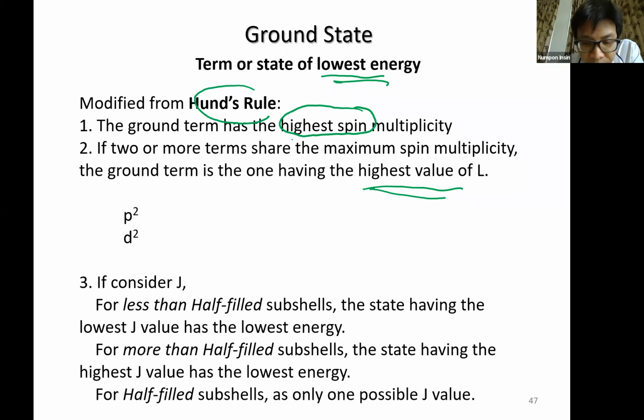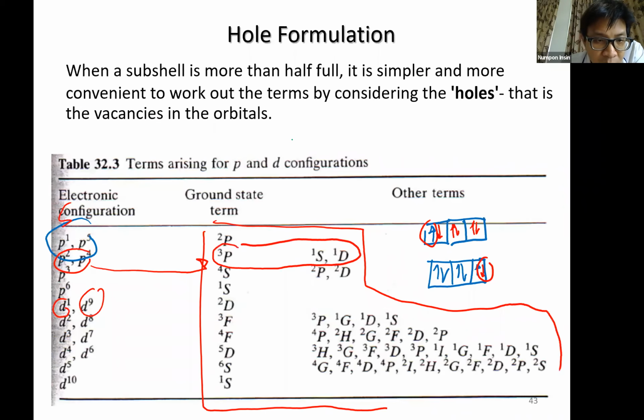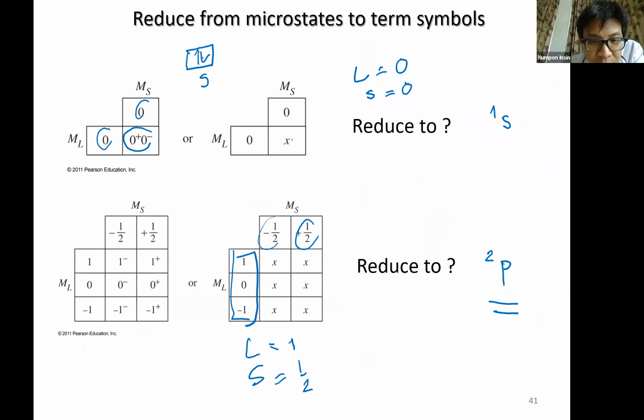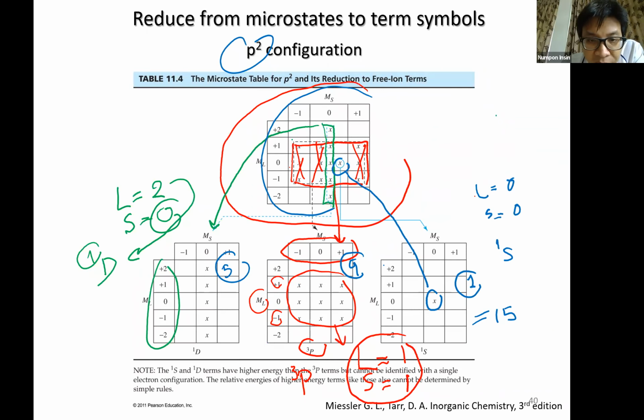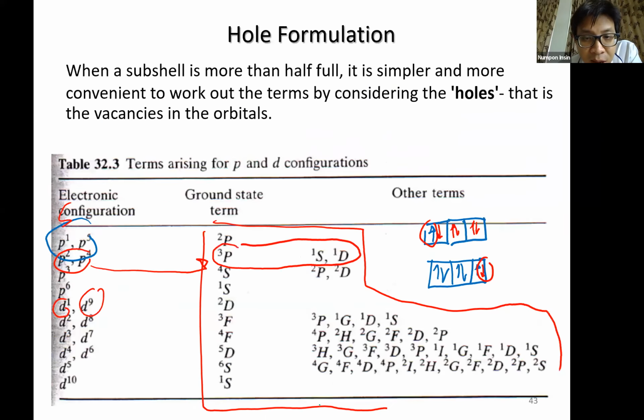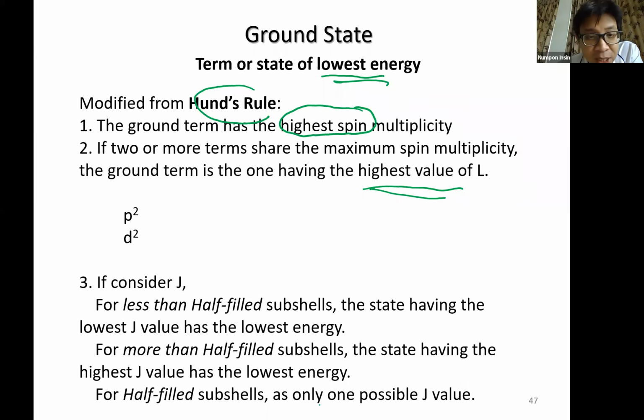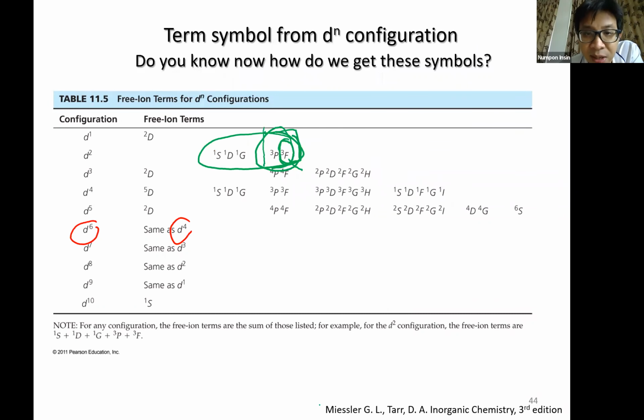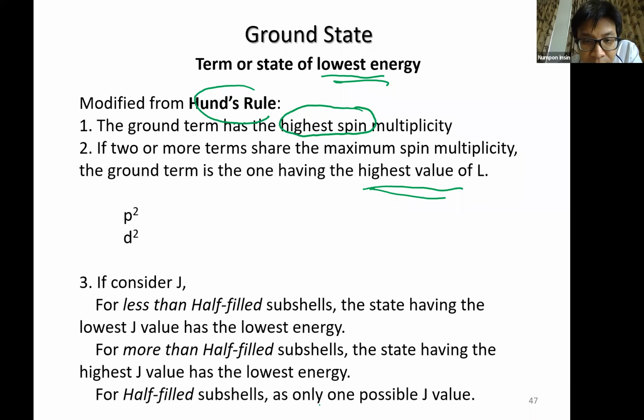Okay, so for P2, when we find all the term symbols, we got singlet D, triplet P, and singlet S. So by Hund's rule, you know that triplet P is going to be the lowest energy, the ground state. Okay, how about D2? For D2 I just answered it is triplet F, right? Okay. So these are the ground states.